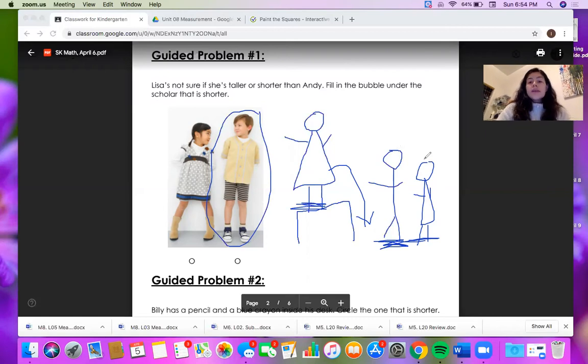Now, when two things are really, really close to being the same height or length, that's when we need to use our rulers. Our eyes are really good at telling us what's taller when there's a really big difference, but when things look close in size, that's when we need to use our measuring tools.